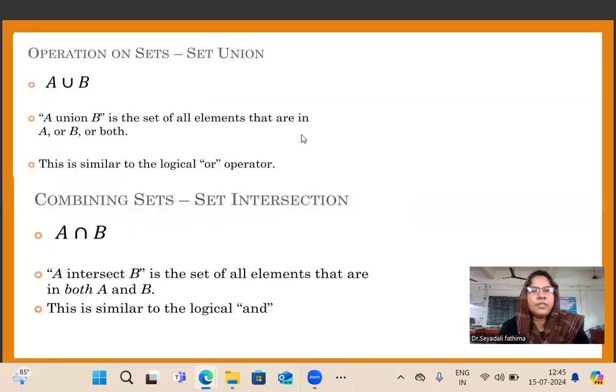Next, we see some operations on sets. A union B is the set of all elements that are in A or B or both. This is similar to the logical OR operator. The intersection A intersection B is the set of all elements that are in both A and B. This is similar to the logical AND.